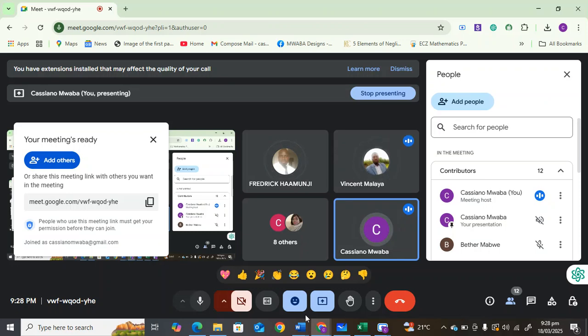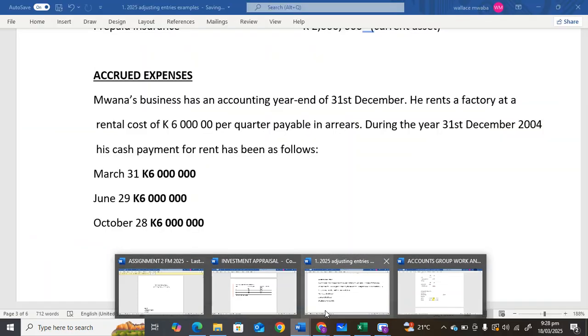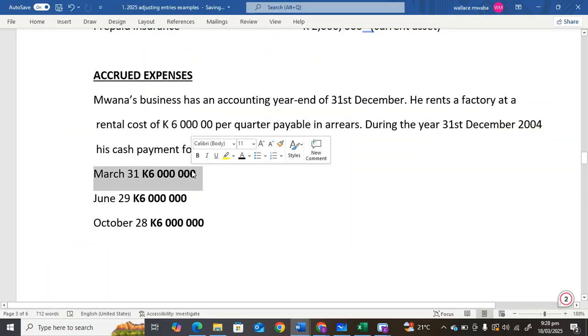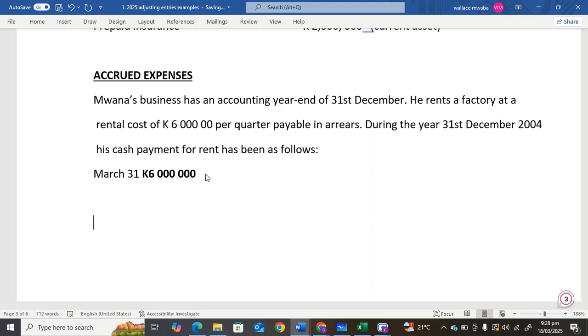So before we make these extracts, let's just see what is going on so that we get accustomed to the double entry rules. Colleagues, when this was paid on March 31st, 6 million, what is the journal entry for this? When you pay for an expense, remember the T account? You debit rent expense, 6 million. Then what do you credit? Remember, you're paying for an expense.